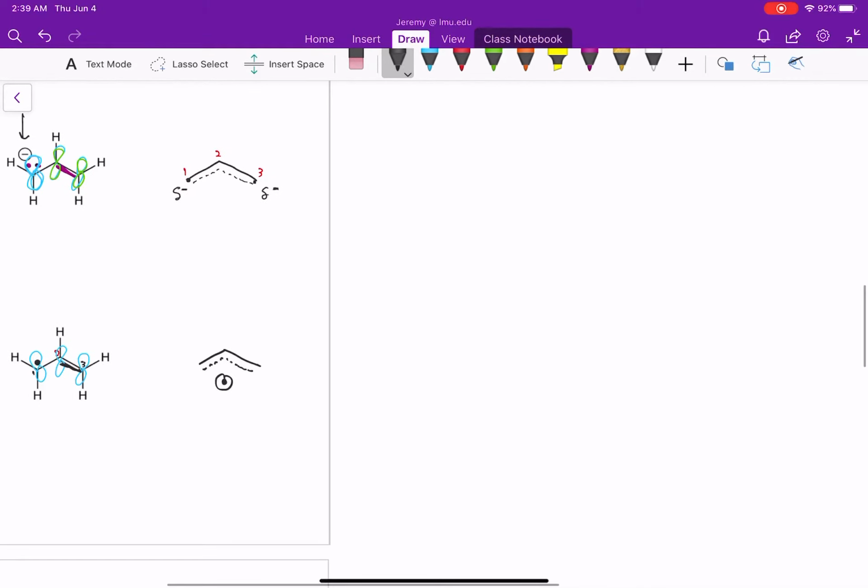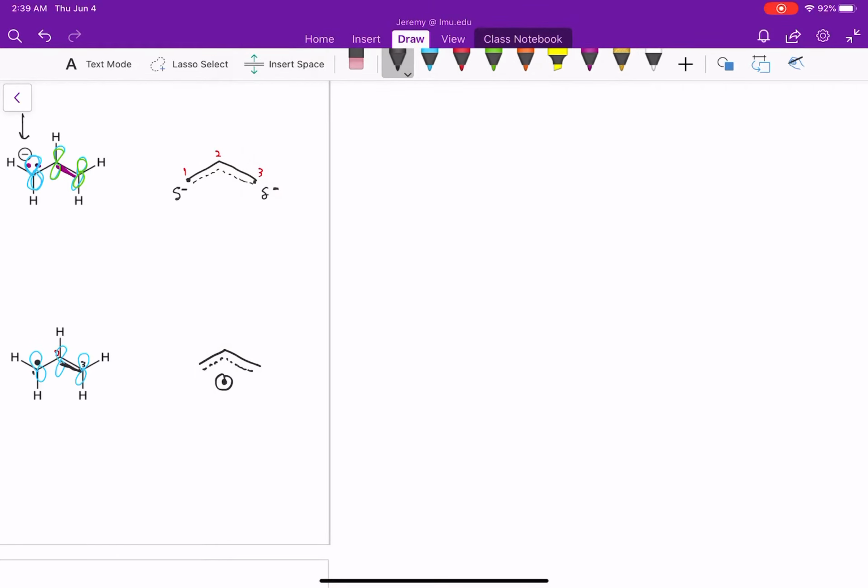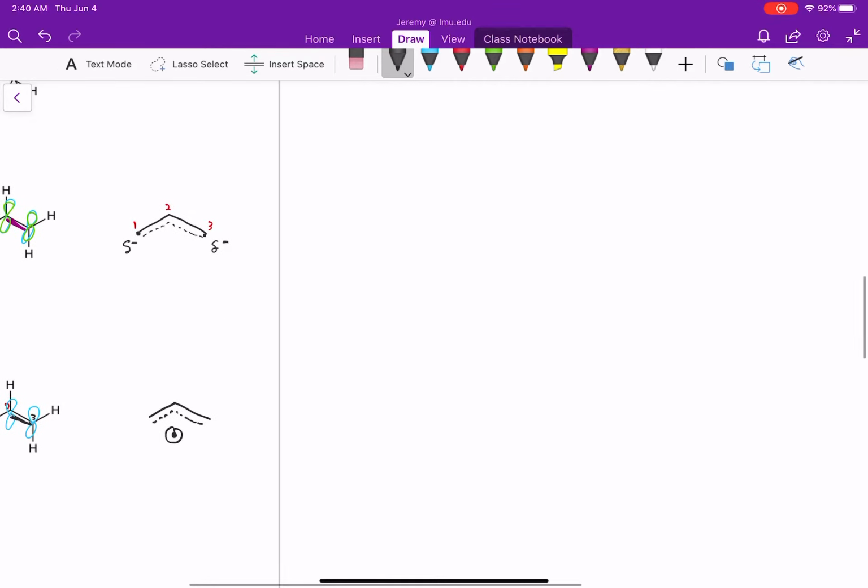Let's look at another example here because I want to talk about the fact that not all resonance structures are equal. All right, so let's look at a different molecule here.